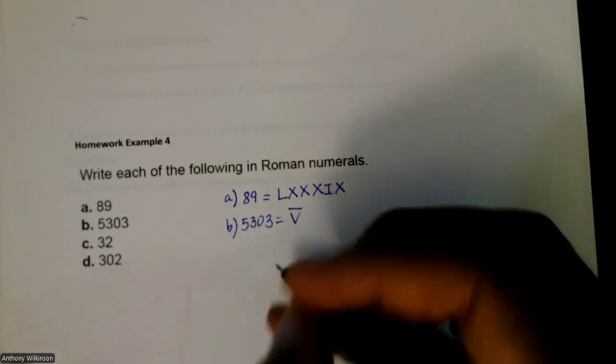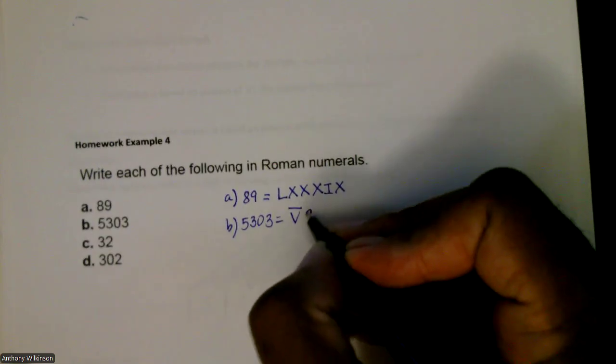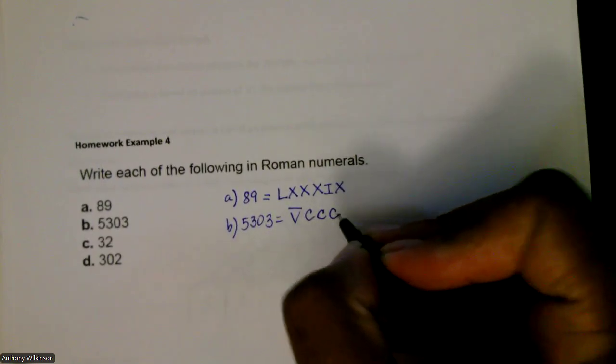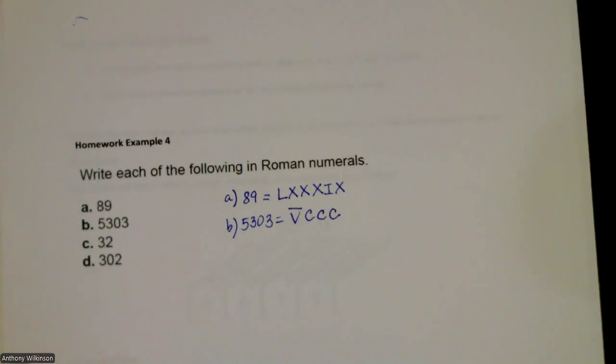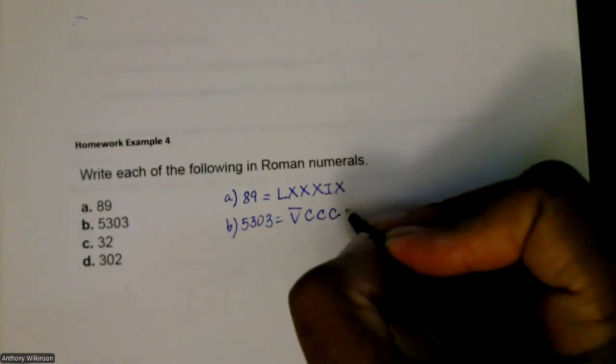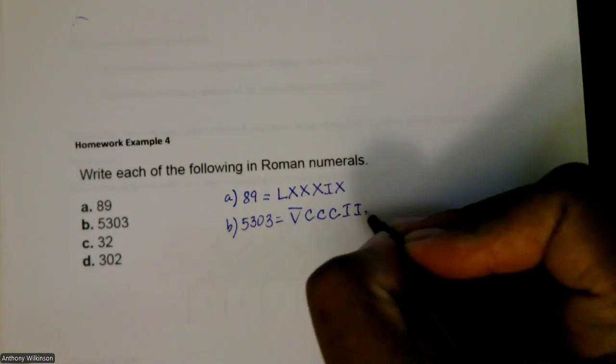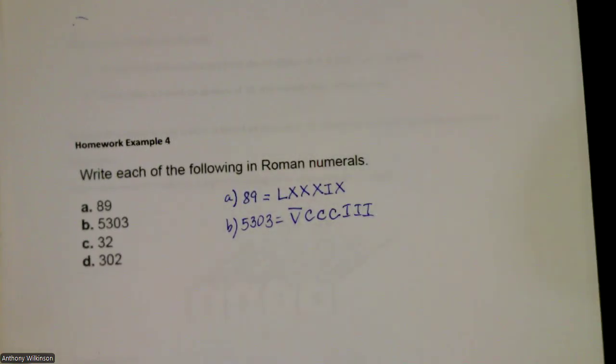For the 300, I need 3 C's because each C represents 100. And then for the 3 I's because each I represents 1. So this will be the Roman numeral for 5,303. V with the bar on top and then C, C, C, I, I, I.